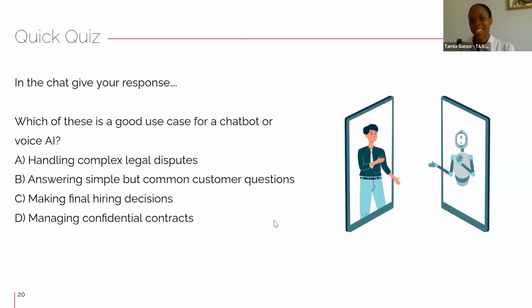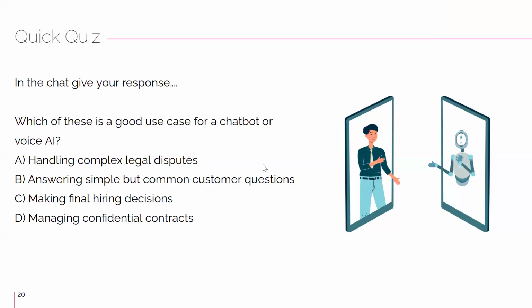Okay, quick quiz. In the chat, give your response, A, B, or C. Which one of these is a good use for a chatbot or voice AI? Okay, in the meantime, I have a few questions in the chat, but everyone seems to be answering B. That's kind of a giveaway.